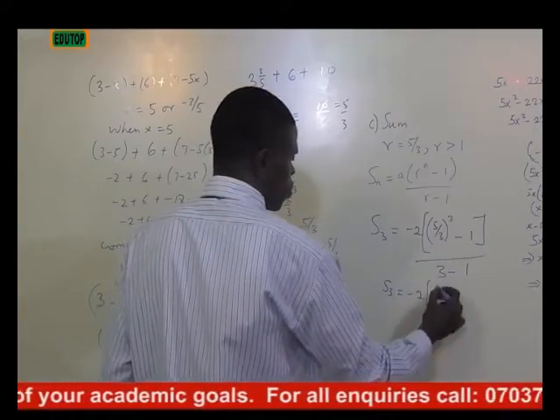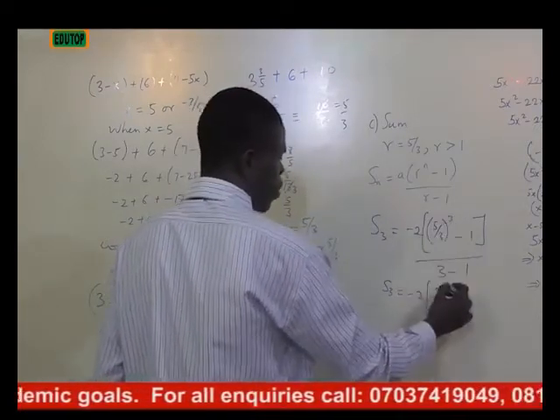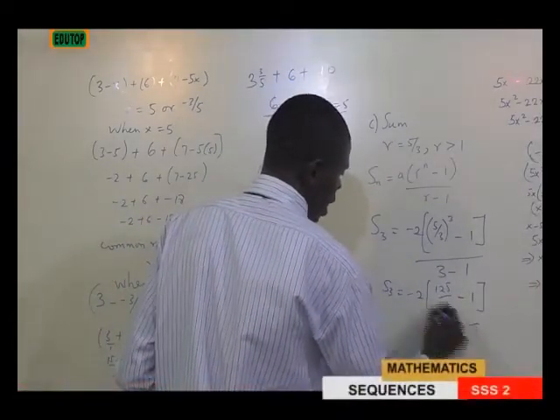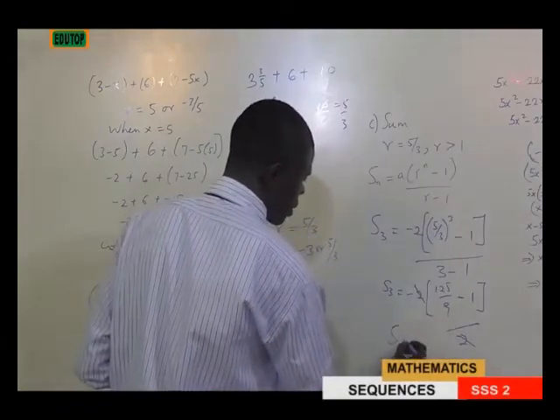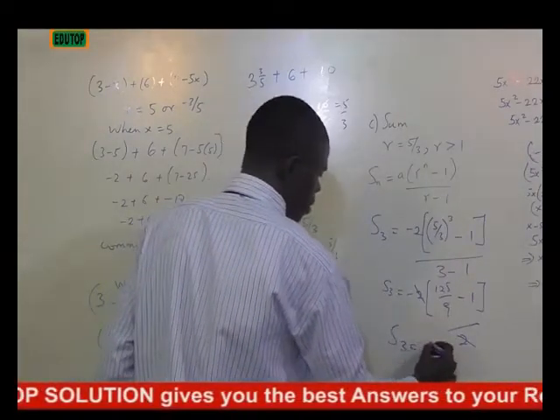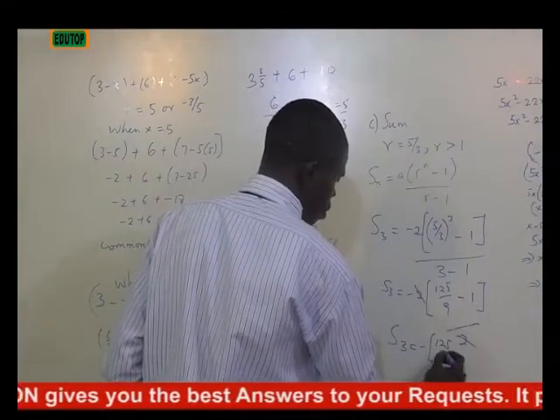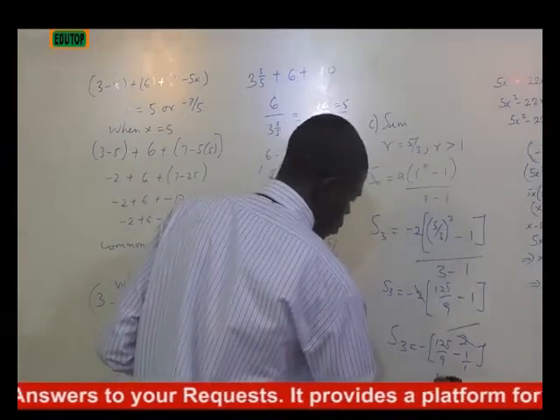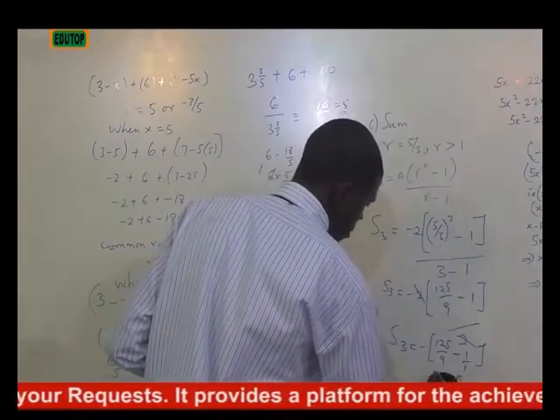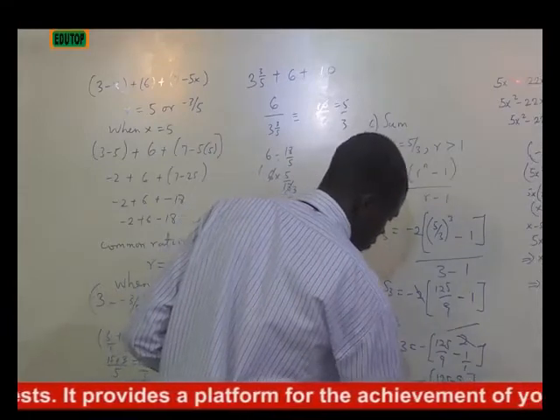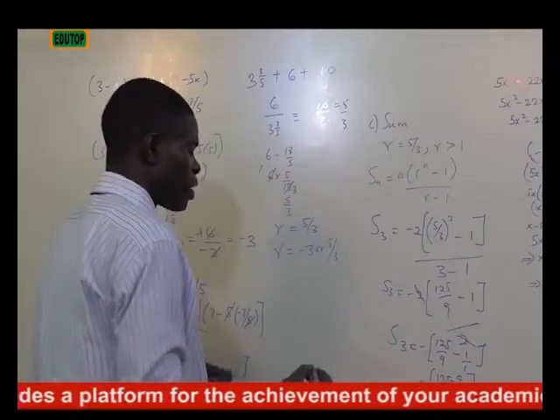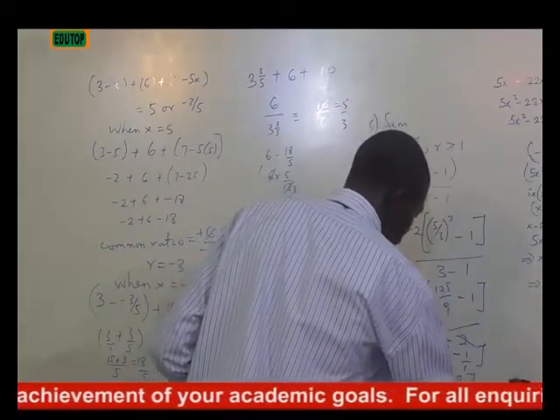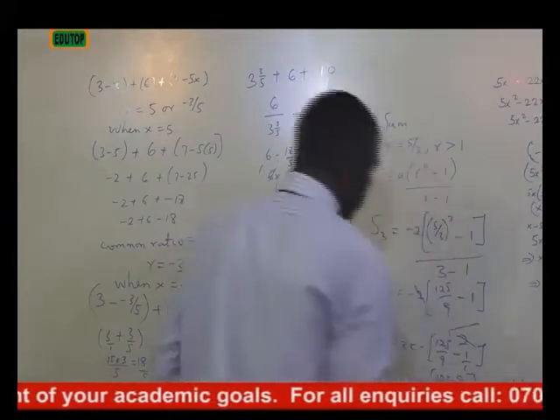So here we have S3 equal to -2 into 3 raised to power 5 is 125 over 9 minus 1, over 2. 2 can cancel this 2. Then you have S3 equal to minus 2 into 125 over 9 minus 1 over 1. So we look for the LCM here, 9. We have 125 minus 9. Remember that there is a minus outside. So 125 minus 9 will definitely be 116. So that gives minus 116 over 9.